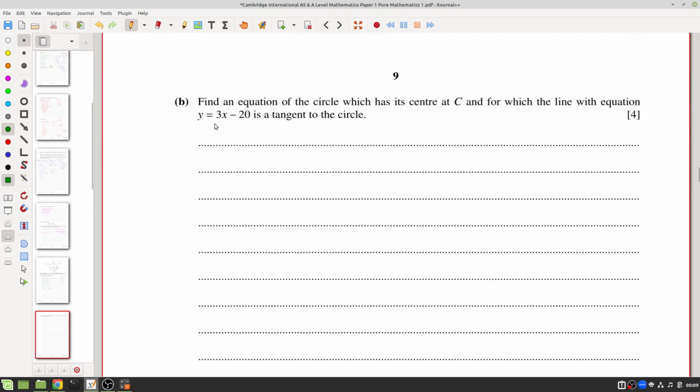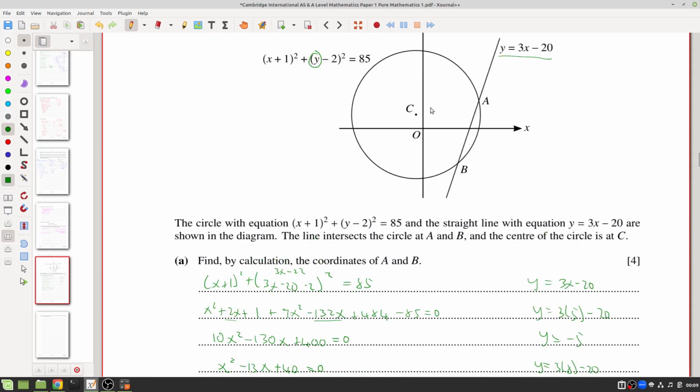Next, find the equation of the circle which had its center at C. Okay, so same center, so that's quite nice. So this tells us that this will remain the same, right? Because that tells us what the center is, negative 1 and positive 2. So C's coordinates are negative 1, positive 2.